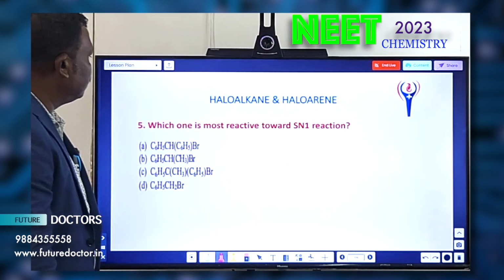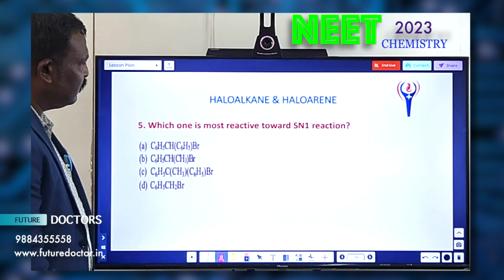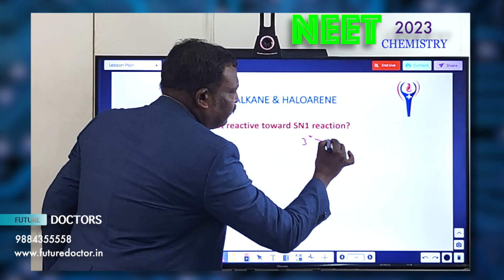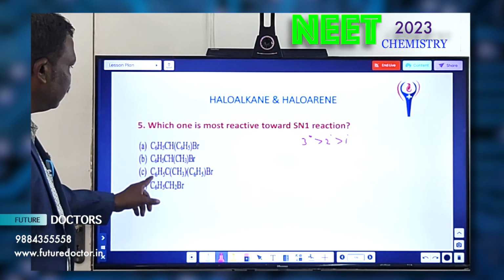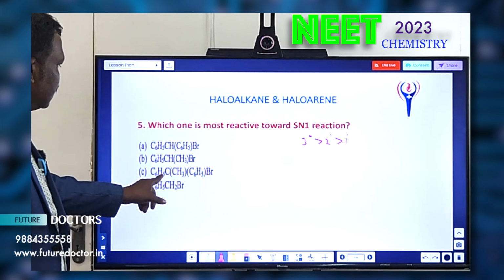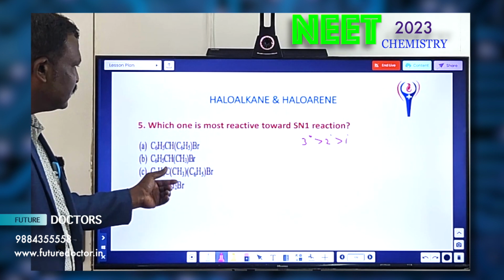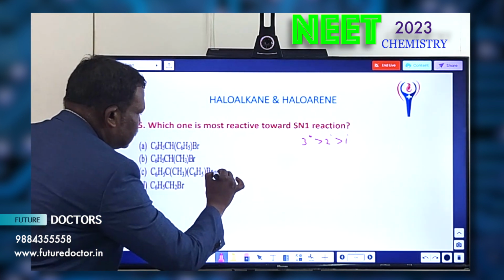Next one. Which one is most reactive towards SN1 reaction? SN1, just remember simple: tertiary is more favored. Just keep this in mind. Among these we should find out which one is tertiary, and C is tertiary, CH3 with C. This is a tertiary compound. So tertiary is more favored, so answer C is the correct one.